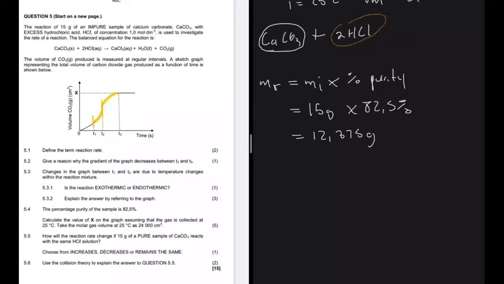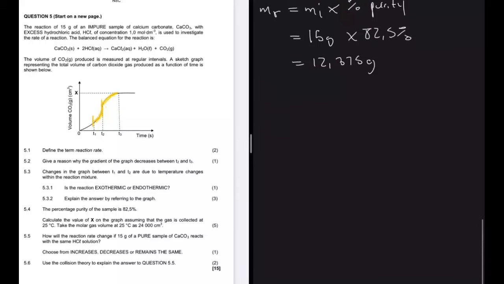And now I can convert this mass to the number of moles, and then from there I can find the number of moles of CO2 produced, which will allow me to find the volume, which is the X we are interested in. So we know that the number of moles equals the mass divided by the molar mass. What is the mass? The mass is what we just determined, which is 12.375 grams, and then we're supposed to find the molar mass of calcium carbonate. So let me pull up my periodic table.